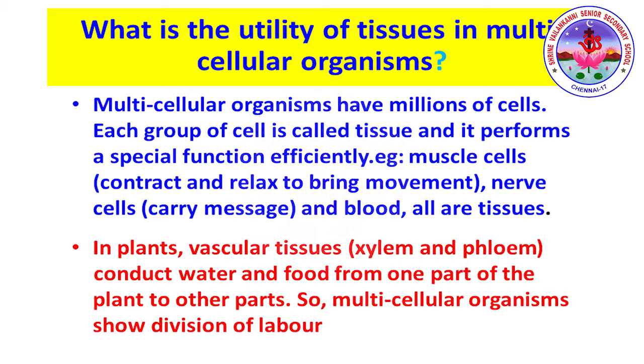In plants, vascular tissue, that is xylem and phloem, helps to conduct water and food from one part of the plant to other parts. So a multicellular organism shows division of labor. In animals, we studied tissues such as muscle cells, which bring contraction and relaxation to bring about movements, whereas nerve cells carry the message. In plants, the vascular tissue, that is xylem and phloem, we discussed in this slide.